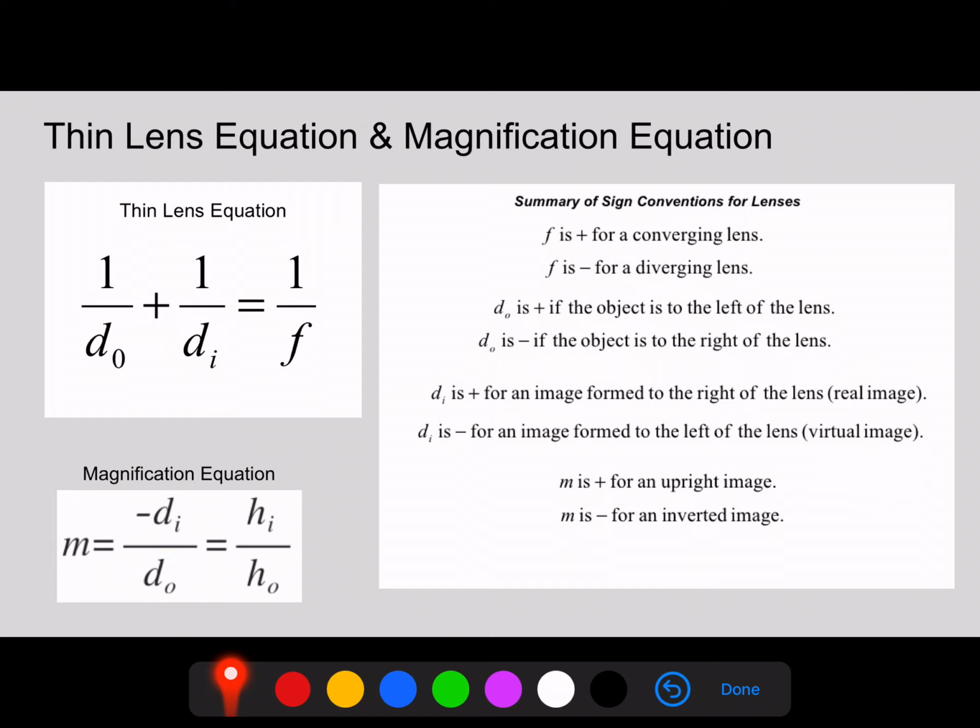Otherwise, you will have a minus sign in your magnification, and then that will tell you that this thing is inverted. The numerical value of the magnification will then also tell you whether the object is enlarged or smaller than usual. Magnifications of greater than 1 will be something that is enlarged. Magnifications less than 1 will be something that is smaller than the actual object's size.